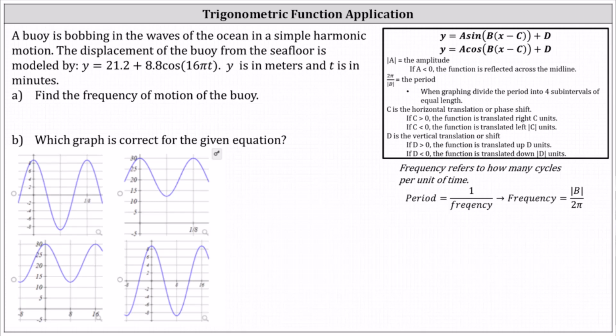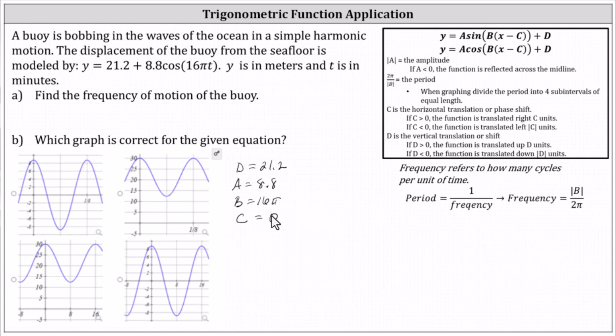To begin, let's compare the given equation to the form y equals a times cosine of b times the quantity x minus c, plus d. Notice the constant 21.2 is d. A equals 8.8. B is equal to 16 pi. And C equals 0.